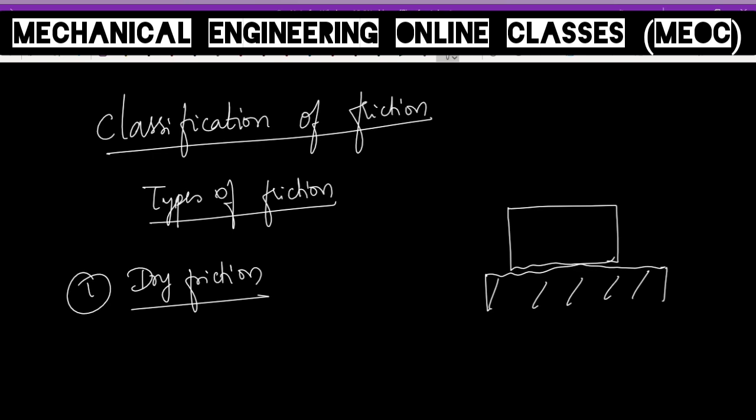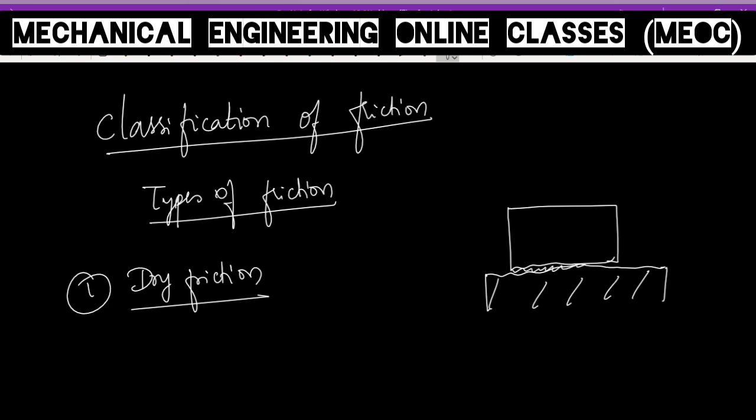There are some places where we want relative motion to happen easily and quickly, say for example in a machine. A machine will have relative motions between several links and other elements. So in such cases we want the friction to be less. So in those cases we will apply lubricants.